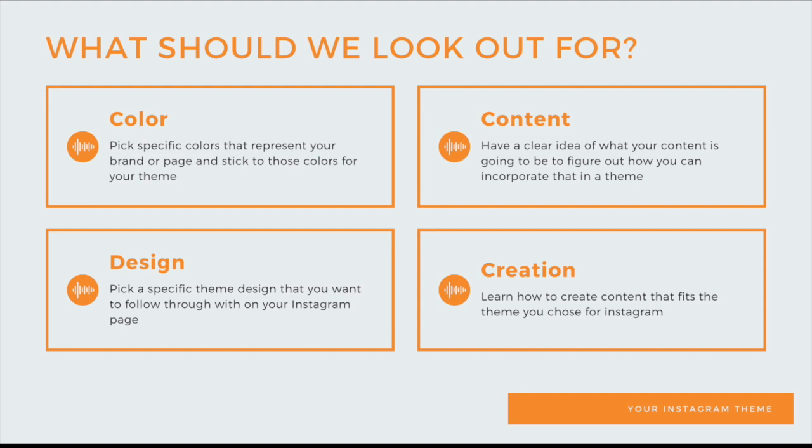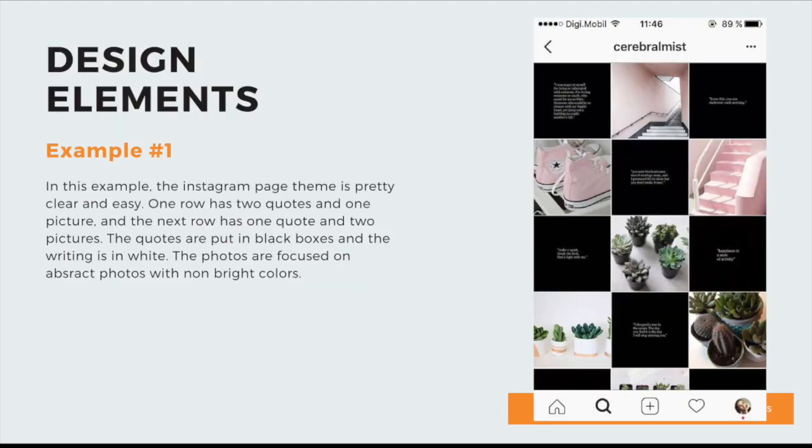Now, the design is once you pick the color and you figure out the content, you get to the designing part. You need to pick a theme, the design of the theme, and we're going to talk about some design elements later. But once you pick this design theme for your Instagram page, you want to stick to it and always use it, which takes us to the last point, which is creation. Not only do you want to make sure that you pick a theme, but you also want to make sure that the theme that you picked is something you can actually incorporate and use within your Instagram. It's something that you can create and you know how to design it. So let's talk about the design elements.